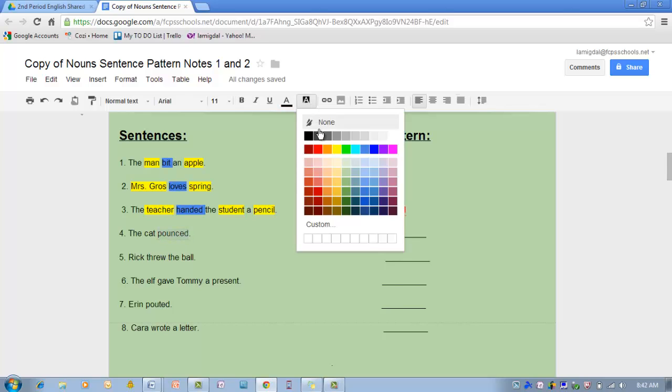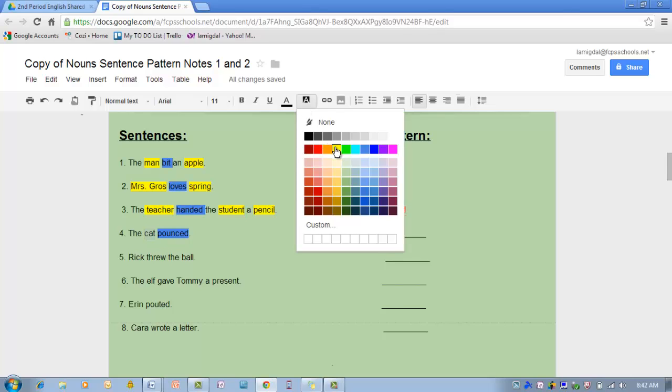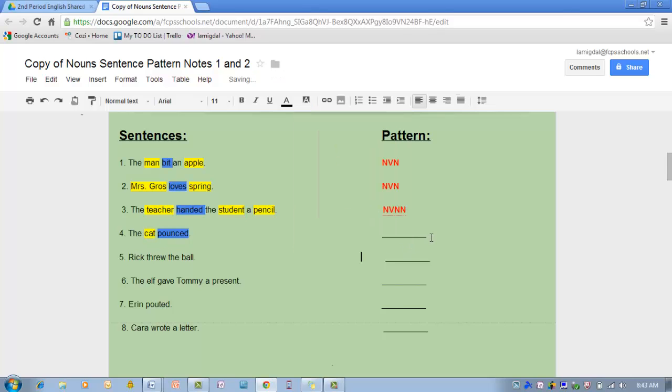The cat pounced. The action here is pounced. It means jumped upon. That's what a cat does. And then right in front of the verb is a noun. So that sentence pattern would be noun, verb. So I'm going to paste again, but I'm going to take that one off.